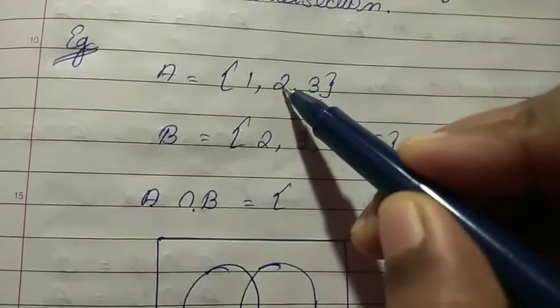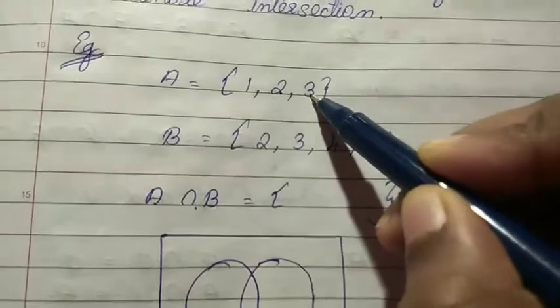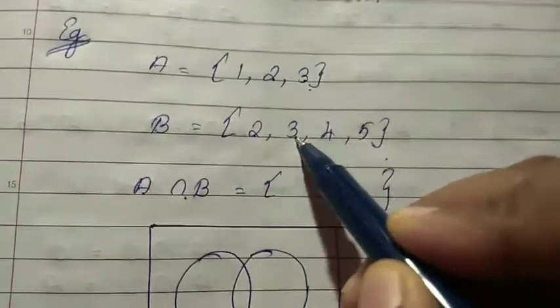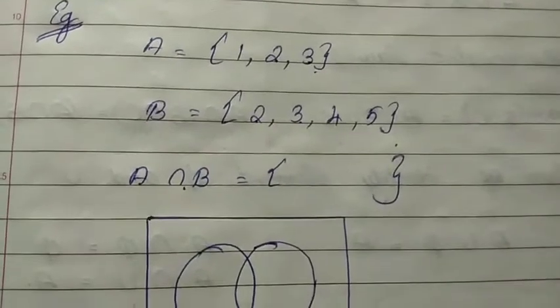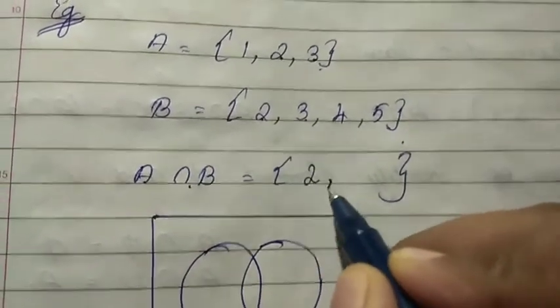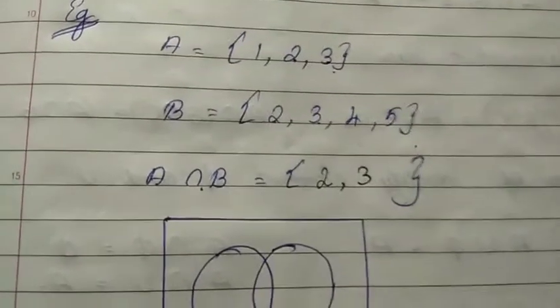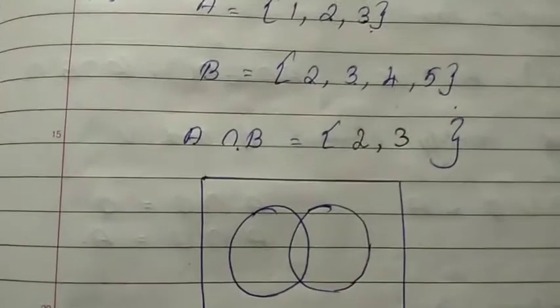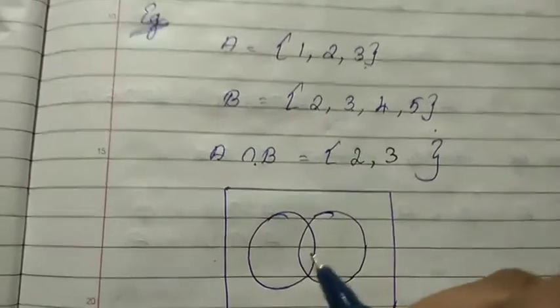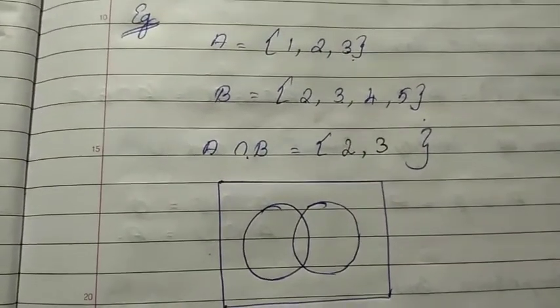So here I have 2 and 3 over here and 2, 3. So these two elements alone are common. So I will have 2, 3. This is my required set for A intersection B. Now how to do it in the Venn diagram, let me show you.